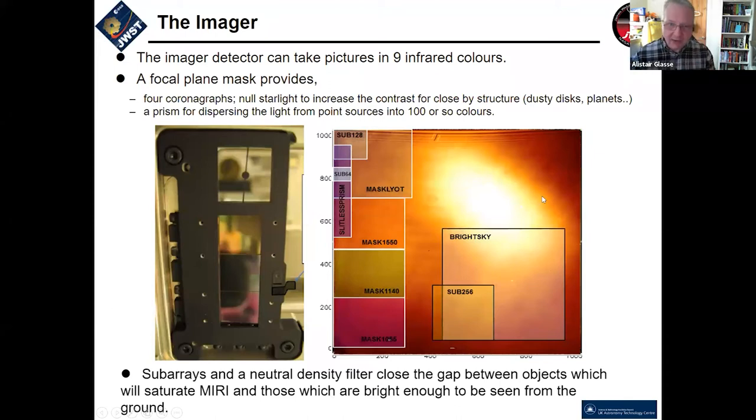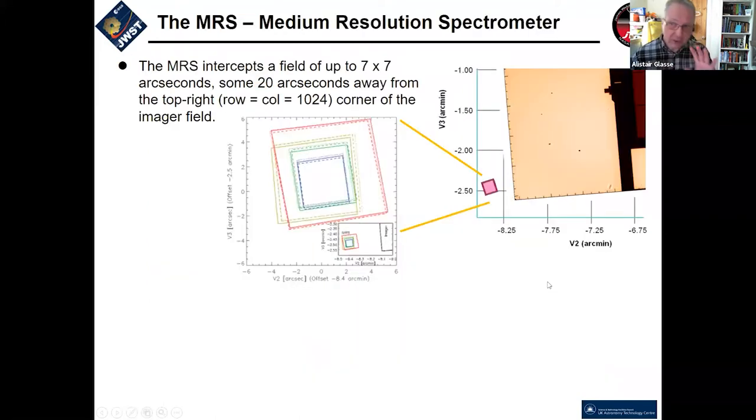One other issue that we have with JWST is that we are so sensitive that most of the objects that astronomers are used to looking at are far too bright for us to just point our imager at them and take a picture. We would saturate on most objects. So we've gone to some effort to define subarrays, little areas of the detector, where if something is too bright for us, we can put a target on one of these subarrays, and by reading out the detector really fast, we can increase our dynamic range. Again, I can talk about the details of that offline if you want. Okay, that was the imager.